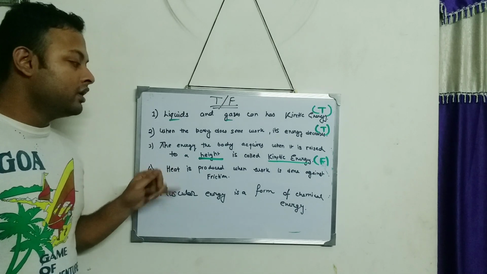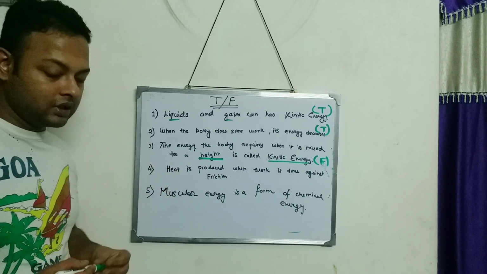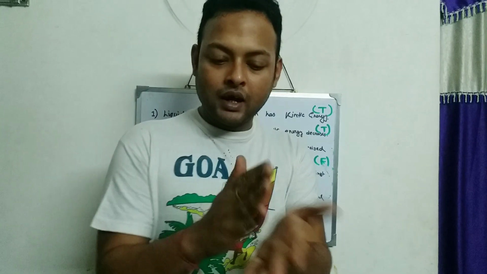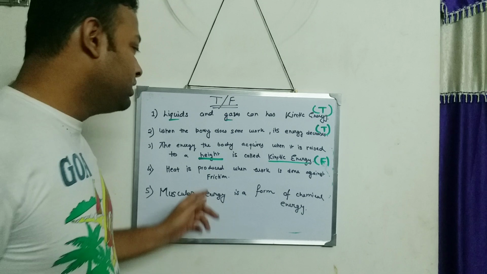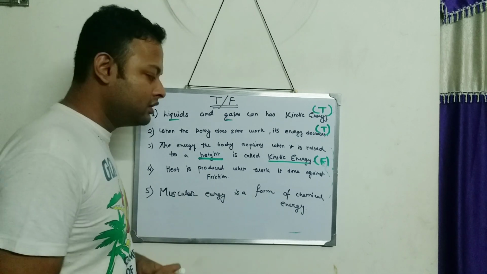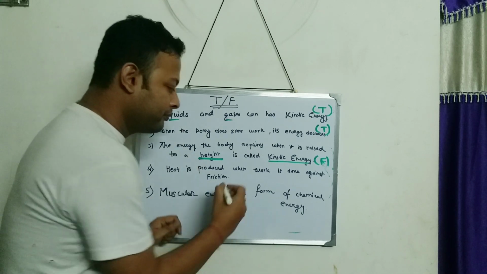Fourth question. Heat is produced when work is done against friction. Yes. See, my hand, rubbing it, rubbing it. When I'm rubbing, my hand and this hand are in friction. And as they are in friction, heat is getting produced. My hands are becoming warmer. So, heat is produced when work is done against friction. Absolutely true. This is true.